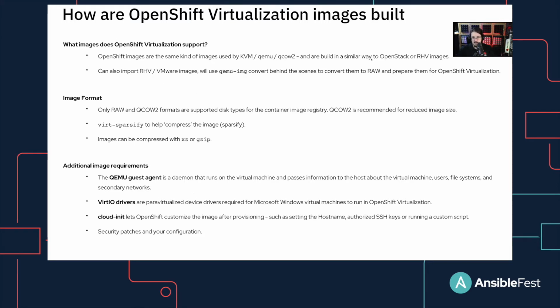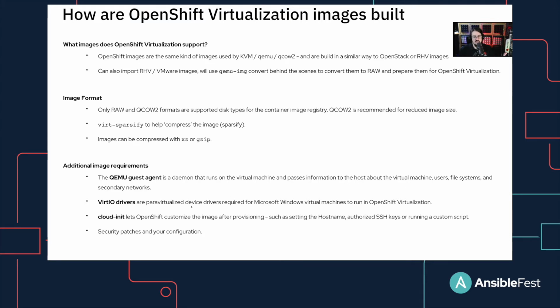So as an example, your OpenShift Virtualization image is going to be a QCOW2, so an image that you can build with QEMU tools, qemu-img. And it's a sparse image that can be compressed, and it has things like a QEMU guest agent.